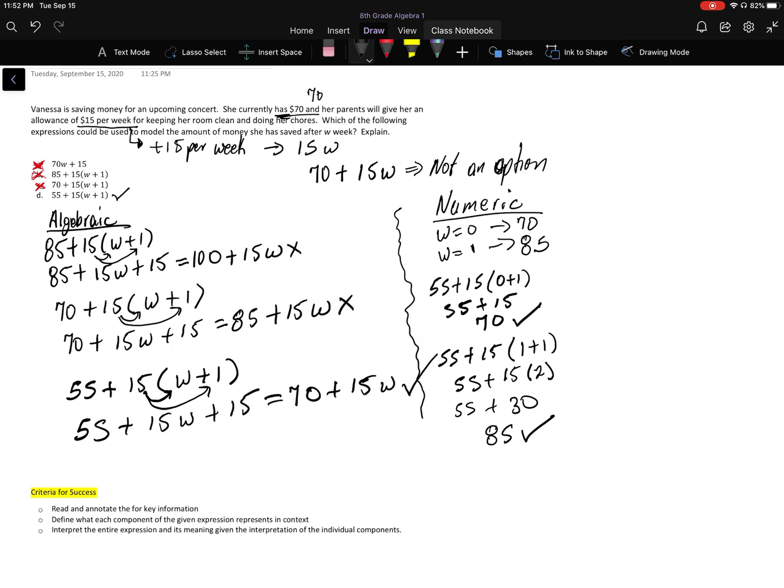Once again, the key point in these types of problems is that components of expressions are used to interpret the meaning of the entire expression. Different parts of the expression can be used to interpret the meaning of the entire expression. In this case, we had the expression 70 plus 15W, and we were able to create that same expression from another expression.